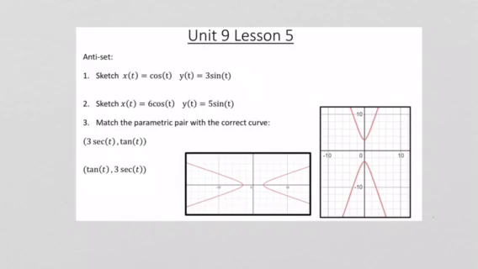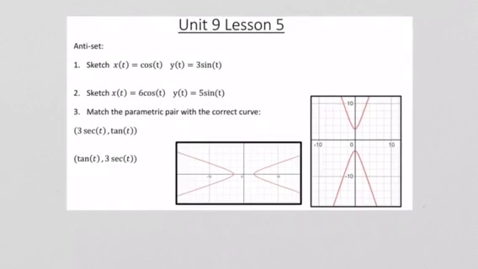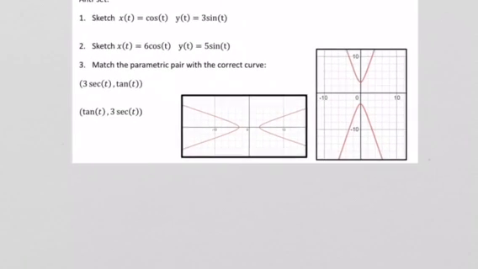Okay, lesson 5, here's your anti-set to start. You should pause on this screen and try to complete the anti-set by yourself. And then when you unpause, it'll be me working through the answers. All right, so we'll start with sketching number 1.